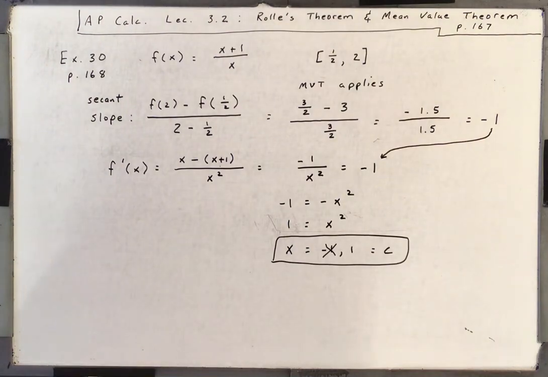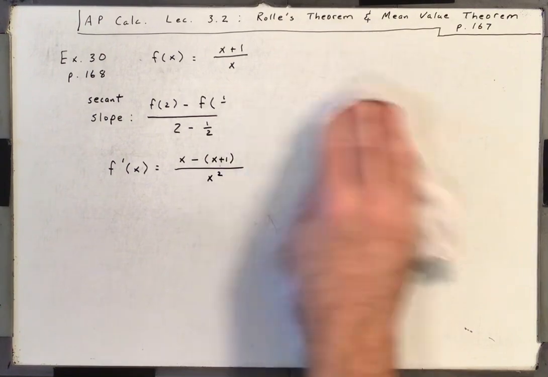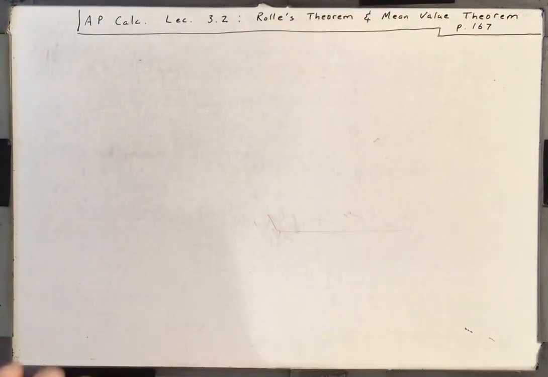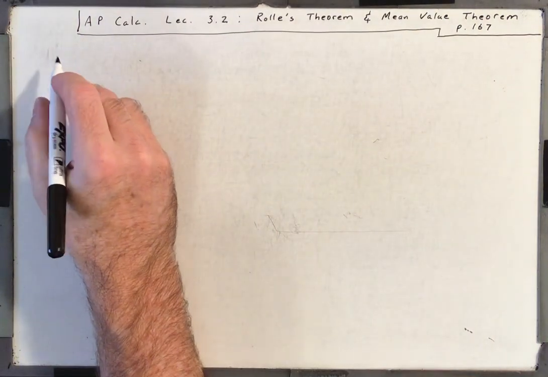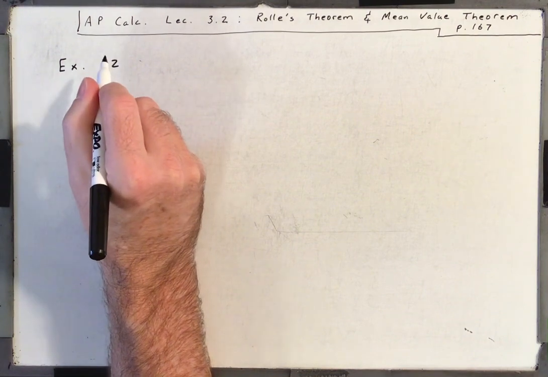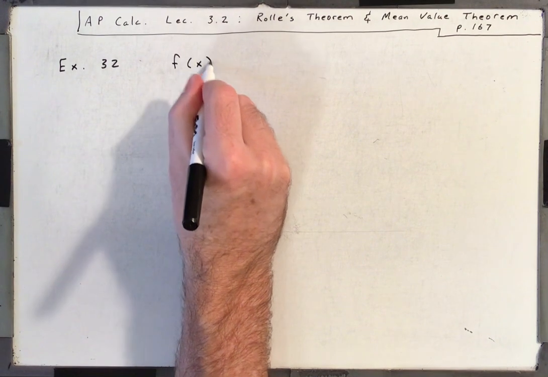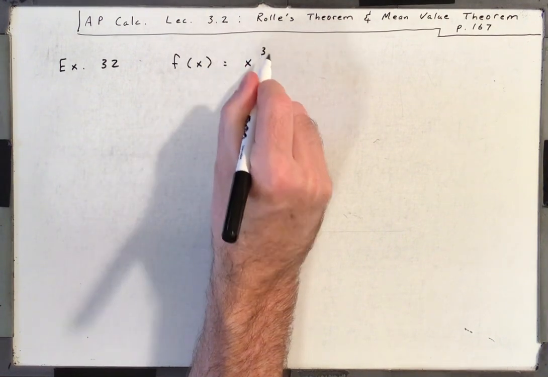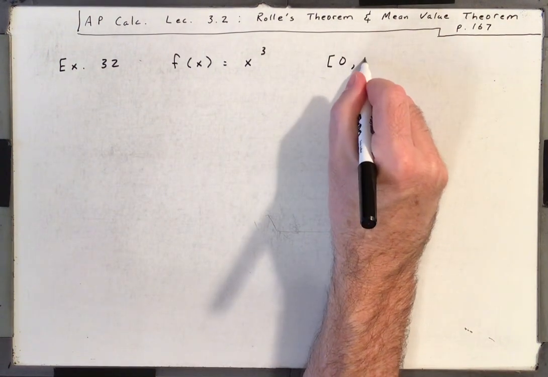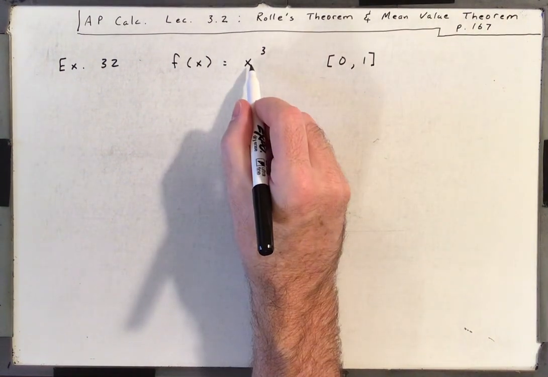All right, let's do one more, and then I'll show you the homework, and we'll talk a little bit about the homework. All right, number 32. So in that one, we have f of x is equal to x cubed. And our interval is 0 to 1. Okay, so this is continuous, so that meets it.